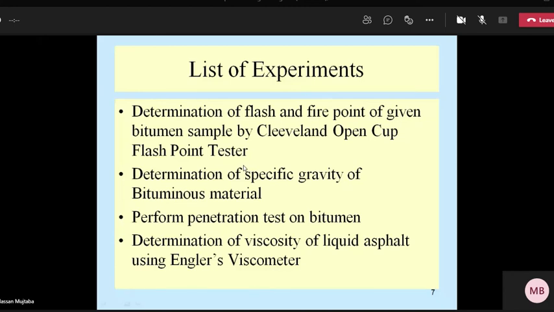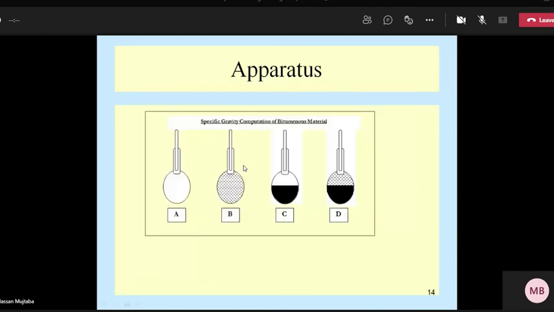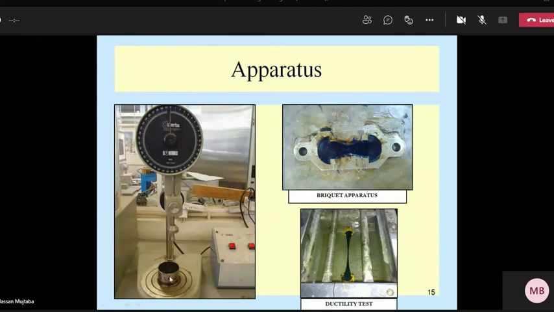To perform the penetration test, the scale tells us in 1/10 of a millimeter, so 6 millimeters will show as 60. You place the bitumen sample, then place the needle on the bitumen surface and push the button for 5 seconds. The needle is allowed to penetrate the bitumen sample, and whatever penetration occurs is measured on this scale, under a weight of 100 grams at a specified temperature, normally 25 degrees centigrade. On that basis you get the penetration value.